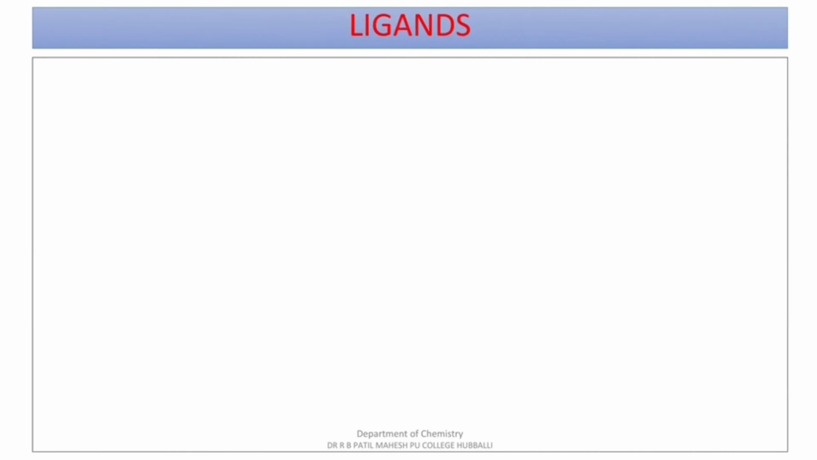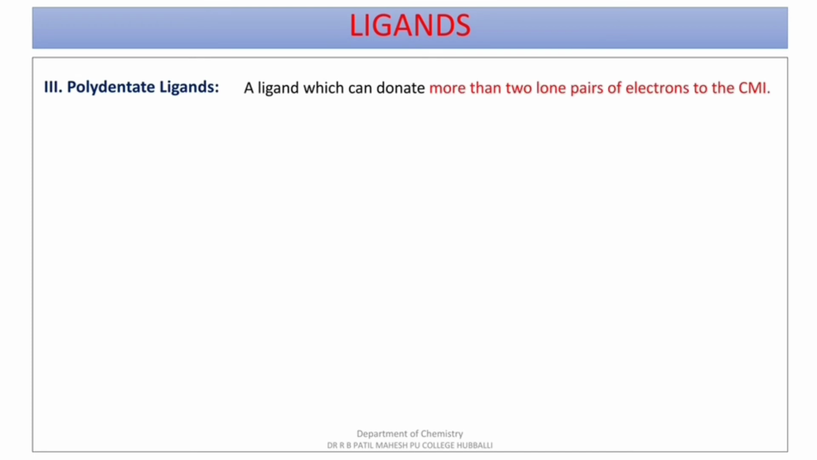Next is polydentate ligand. As the name itself indicates, these are the ligands which can donate more than two lone pair of electrons to central metal atom. Example, first one, diethylene triamine, which is a tridentate ligand. There are three nitrogen atoms, each can donate their one pair of electron to central metal atom. Diethylene because there is a presence of CH2 group and another CH2. One ethylene group, CH2, another CH2. There are two such ethylene groups and three nitrogen atoms. Diethylene triamine, it is a tridentate ligand.